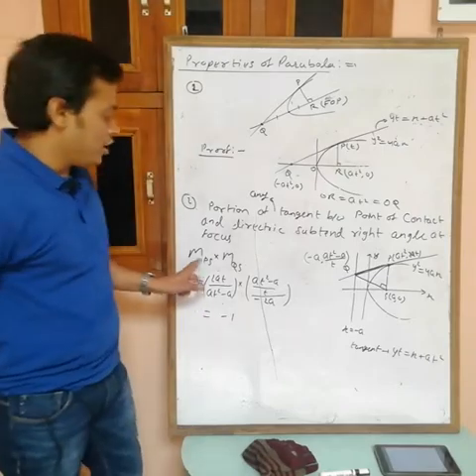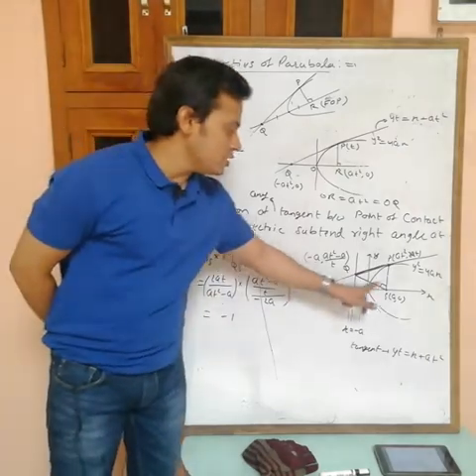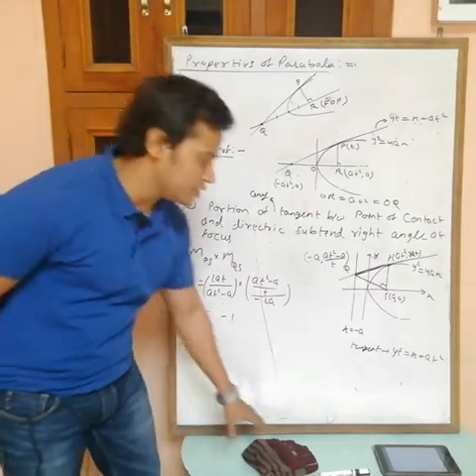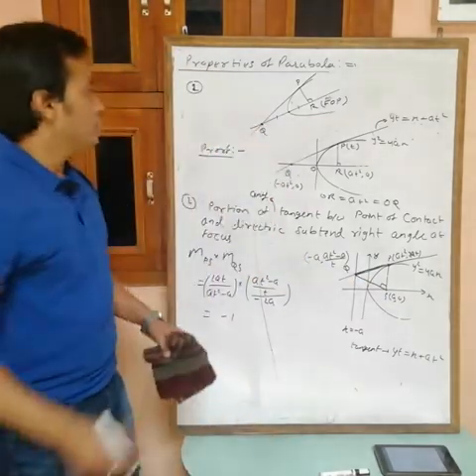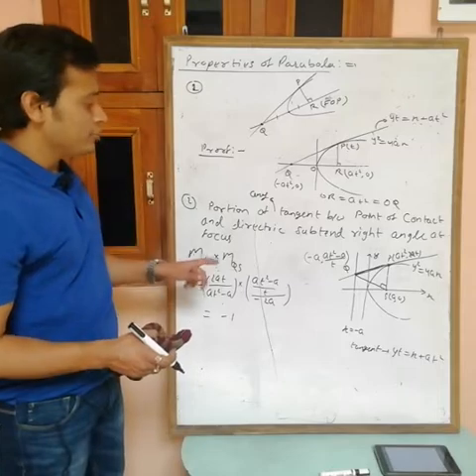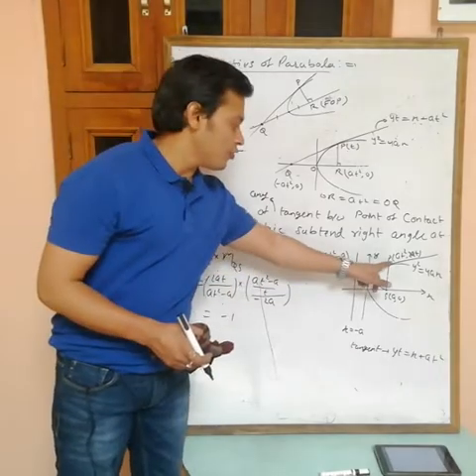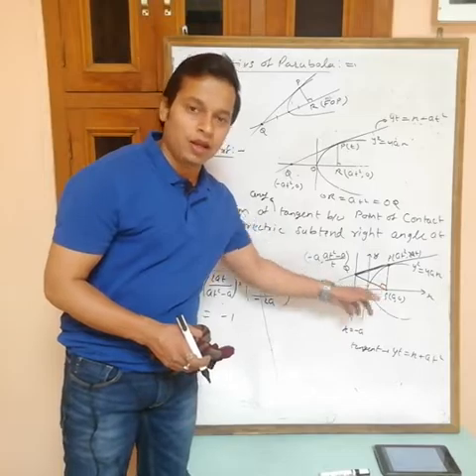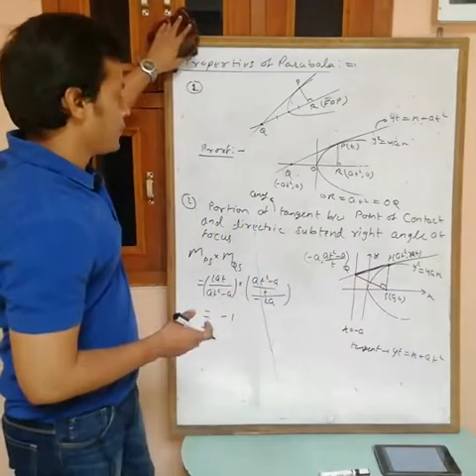So if m1 m2 equals to -1, it means these are perpendicular, it means angle is 90 degree. Okay, this is the second property. So remember, portion of the tangent between point of contact and directrix always subtend right angle at focus. Okay, can I rough?